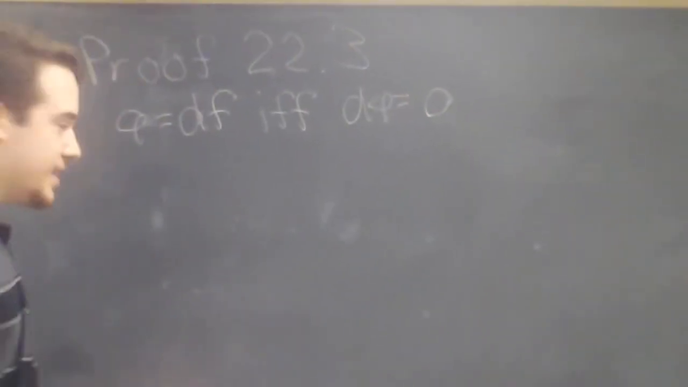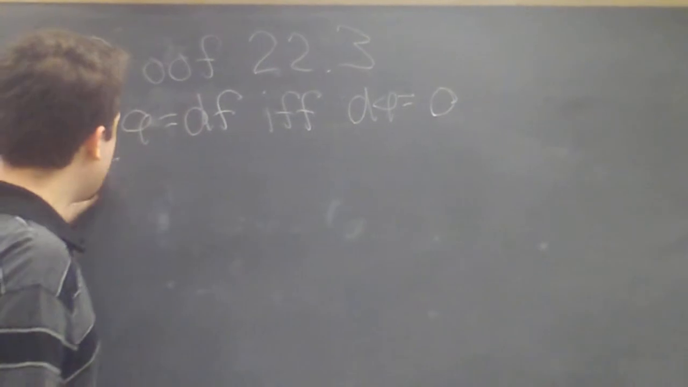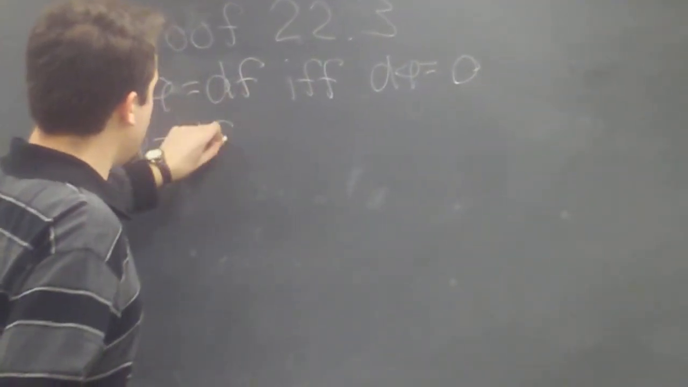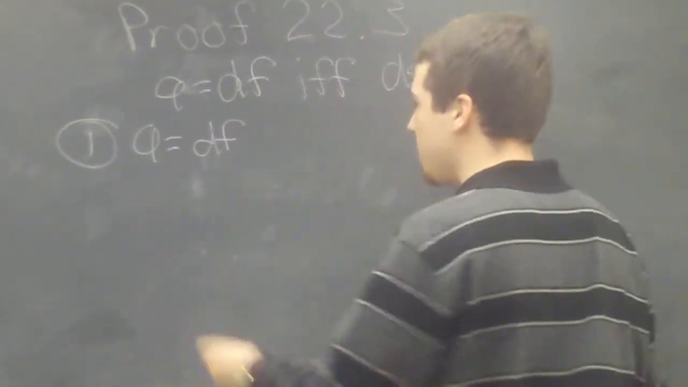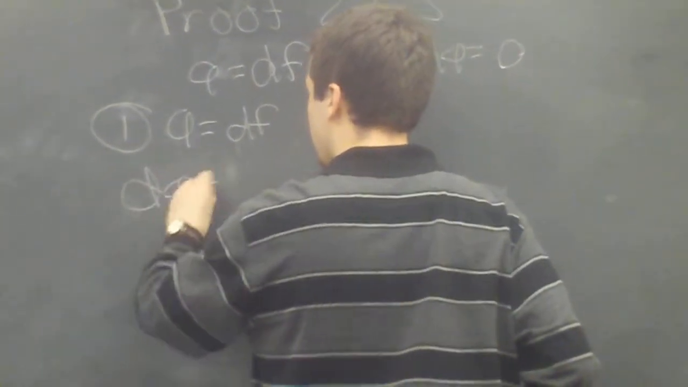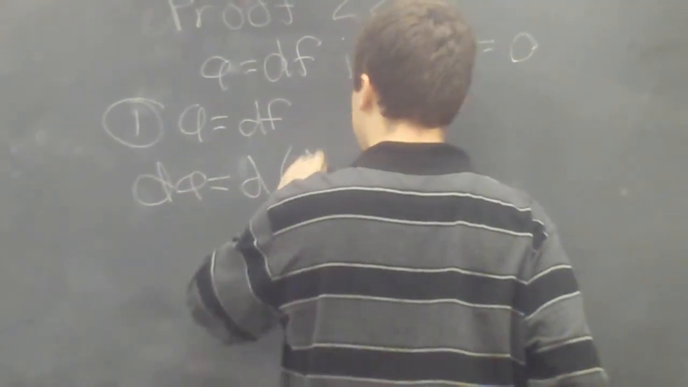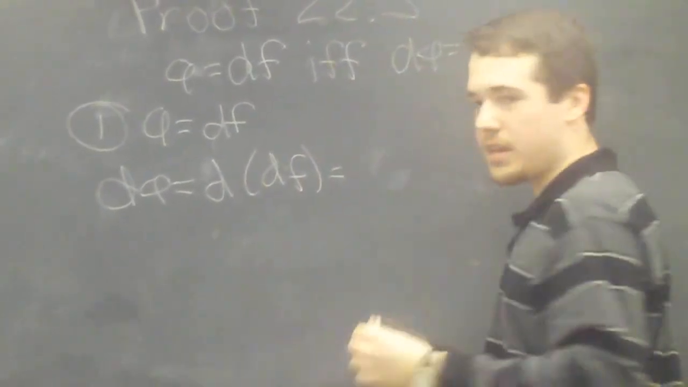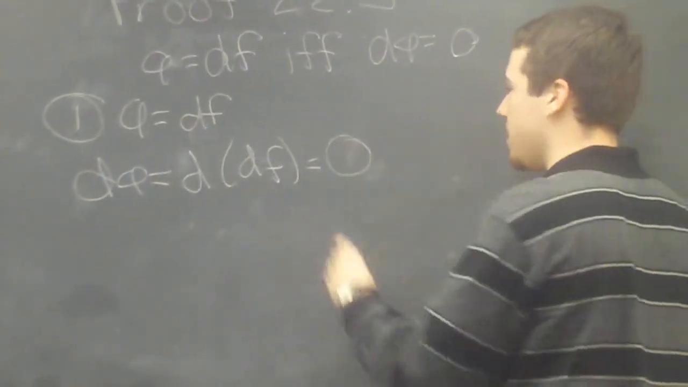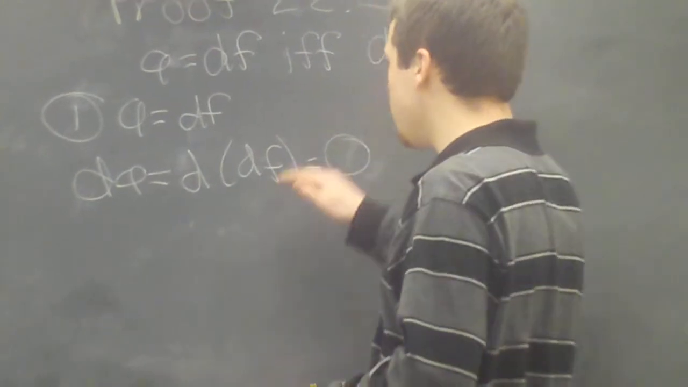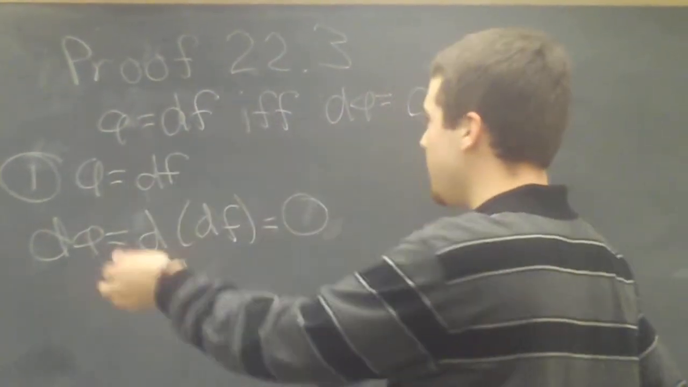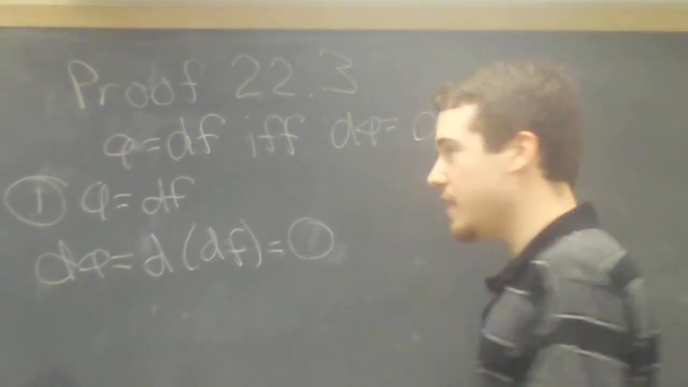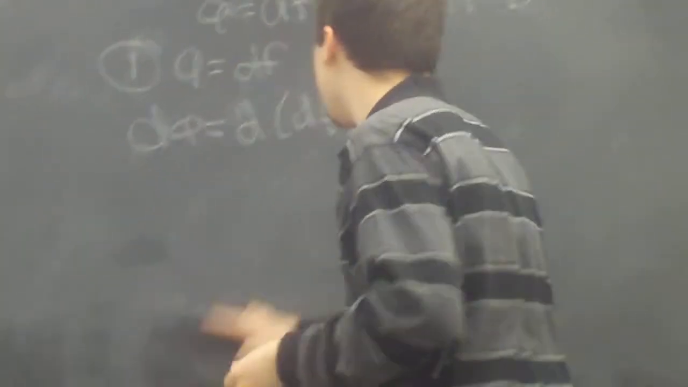So the first way and the easiest way is to assume that phi equals df. So we know if phi equals df, then d phi is equal to the exterior derivative of the exterior derivative of f, but as we've shown in another proof, that is equal to 0 always. So this shows the first way: if phi equals df, then d phi does equal 0. So I will erase this.